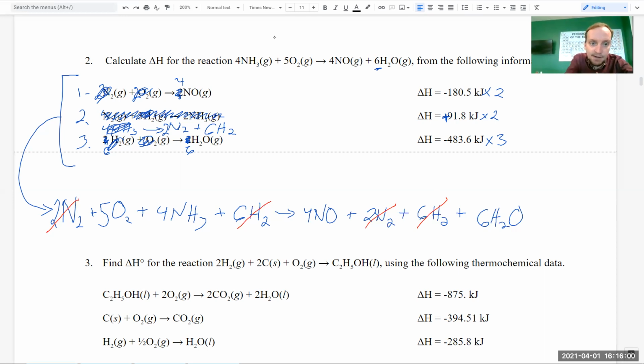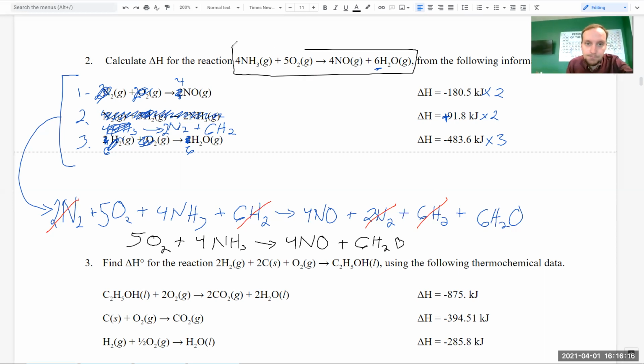So that leaves us a final reaction of 5O2 plus 4NH3 yields 4 NOs plus 6 waters. And again, that should look like that. Now, again, obviously my reactants are flipped, but that makes no difference. But my products are the same. Therefore, we have done it correctly. What we had to do was multiply reaction 1 by 2. We had to multiply reaction 2 by 2 and flip it. And reaction 3, we had to multiply by 3.